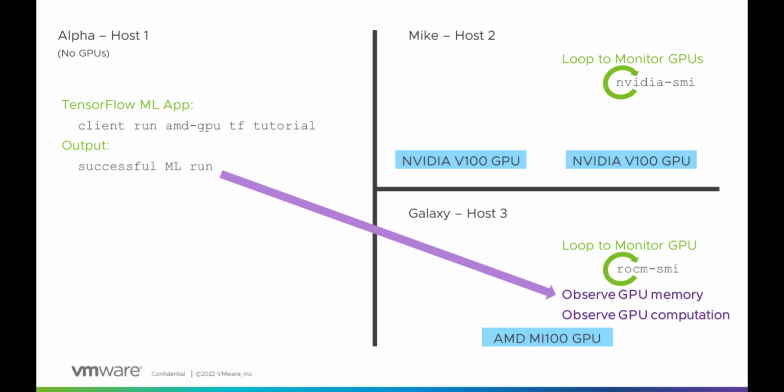A very important aspect of Project Radium is its ability to work with multiple vendors. So now we move to the AMD MI100. We'll use TensorFlow to list the device and then to run a different small MNIST application.